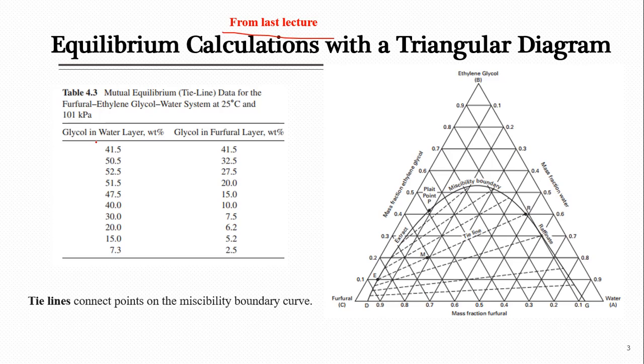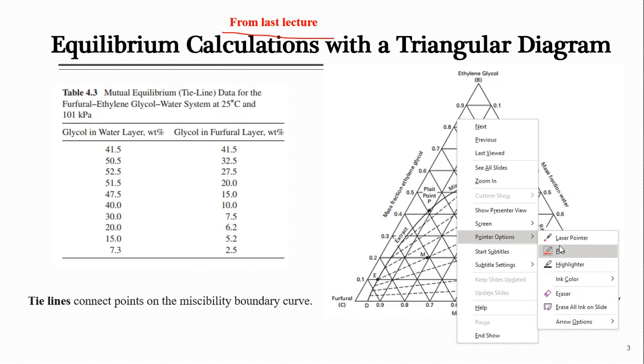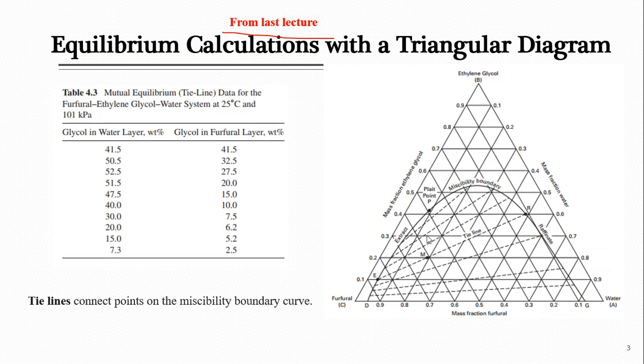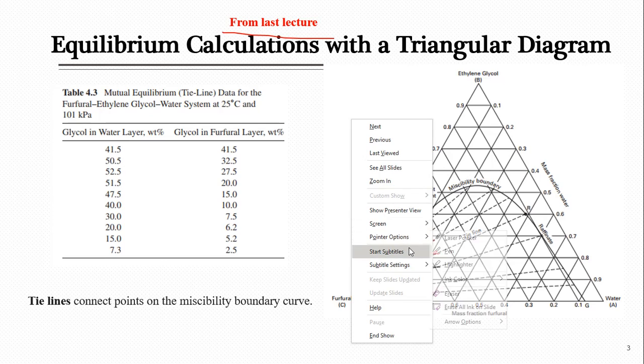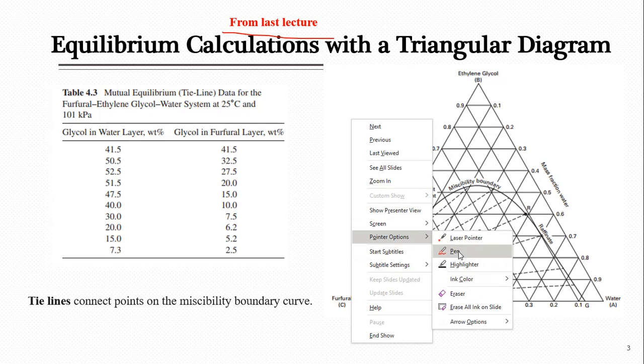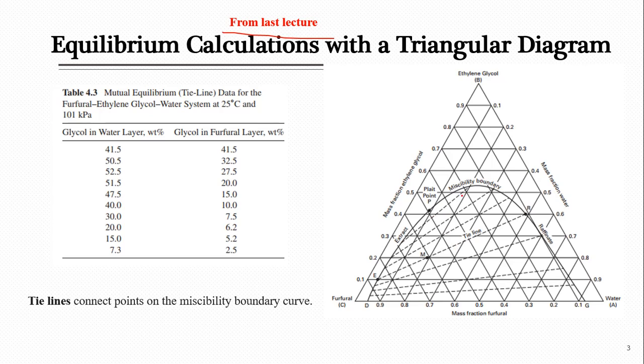So here this is the diagram, and in this diagram you can see these dotted lines. These dotted lines show tie lines actually. So tie lines are available in this system, and they are drawn with the help of this data. Okay, just look, because you were facing some issues related to this.